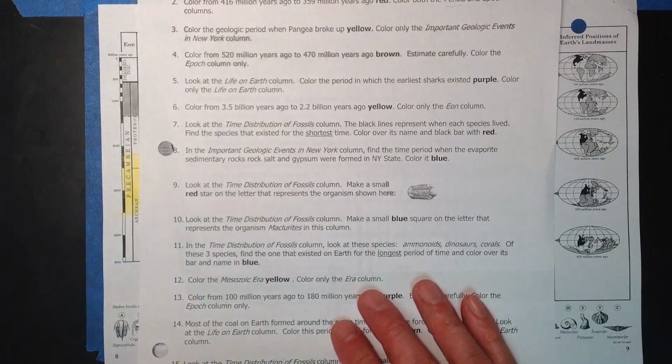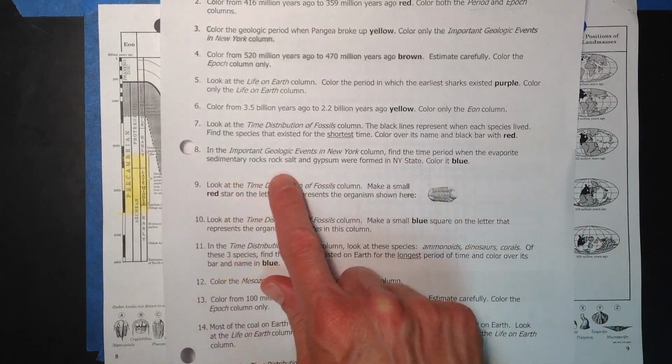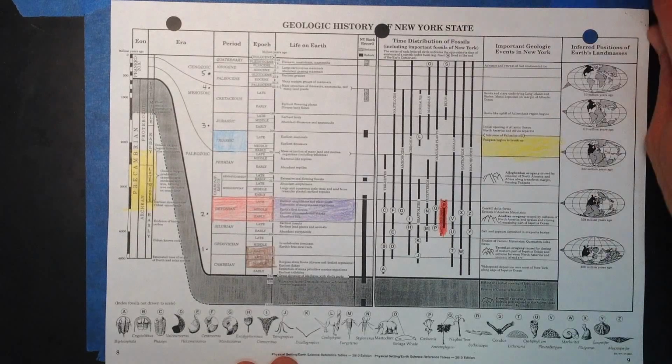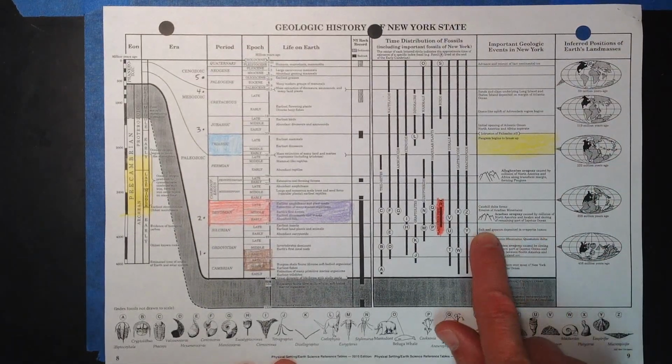And what do I have here? Now I'm on 8. In the important geologic events in New York column, find the time period when the evaporite sedimentary rocks, rock salt, and gypsum were found in New York State. Color it blue. So I've got to look here. And look, salt and gypsum deposited in evaporite basins. Okay, and we see those.